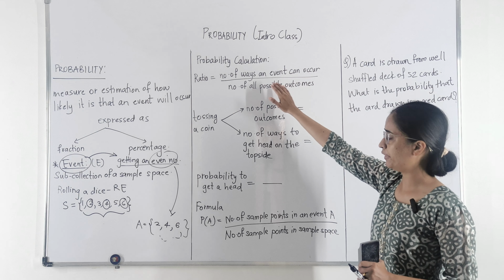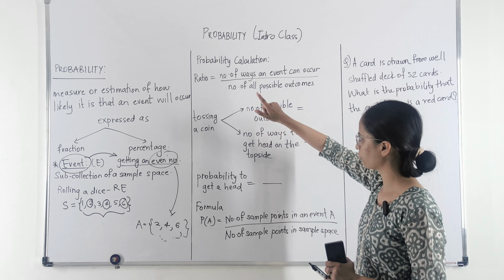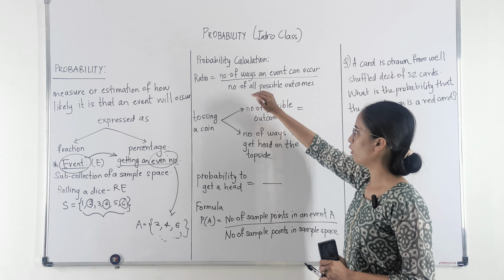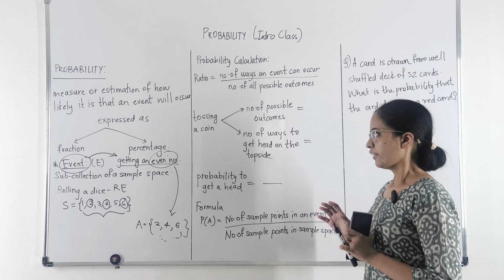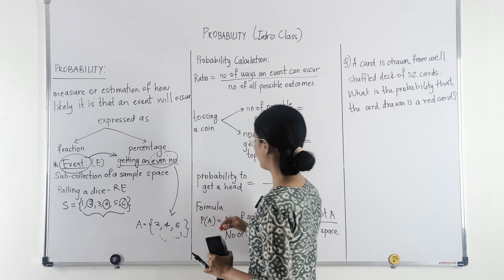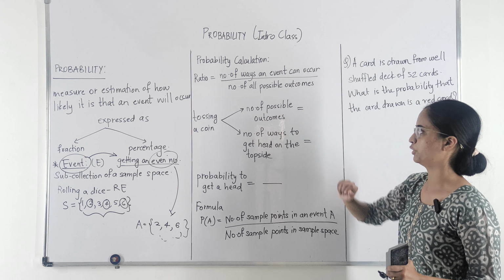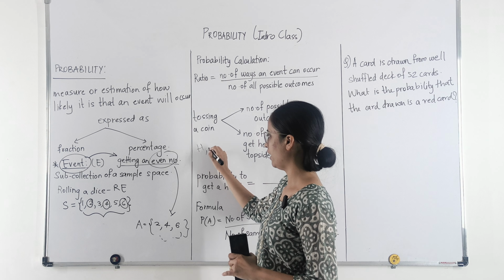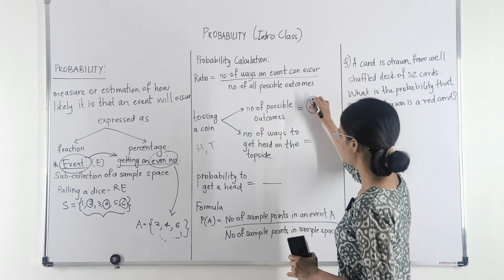As I told you, we express probability in terms of a ratio, wherein the numerator is the number of ways an event can occur upon the number of all possible outcomes. I'll tell you what this means. We would understand this with the help of an example. Let's say tossing a coin. Now, you tell me what is the number of possible outcomes when a coin is tossed. Head and tail, both are possible outcomes. So can I say that the number of possible outcomes is 2?